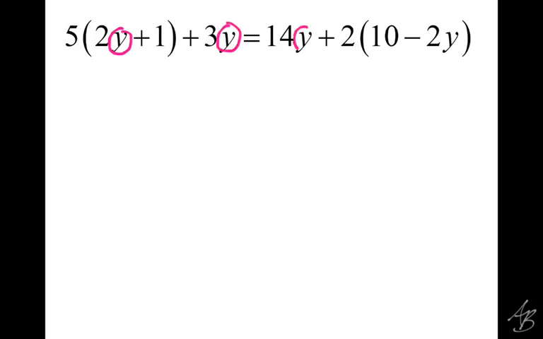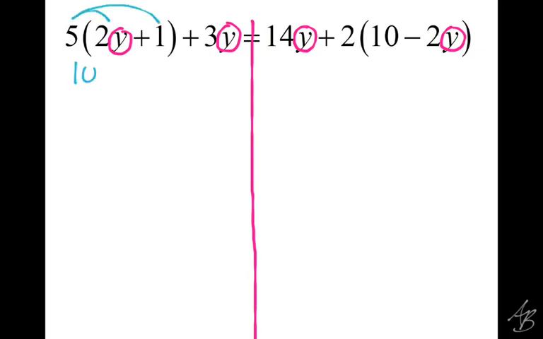So we've got y's on both sides, and we've got more than one, so we're going to start by simplifying things. What's the first thing I want to do to simplify this? Distribute. So we'll distribute first. When we distribute the 5 on the left, 5 times 2y is 10y, and 5 times 1 is 5, so we get 10y plus 5.